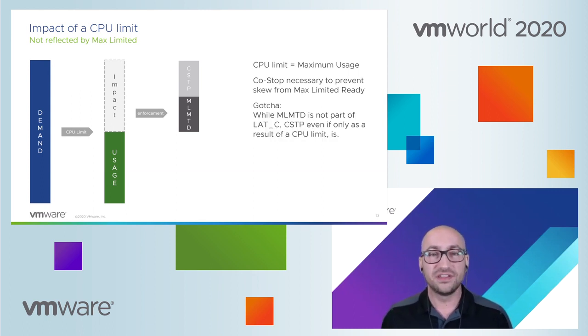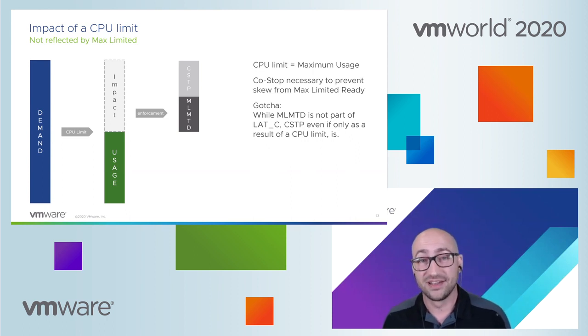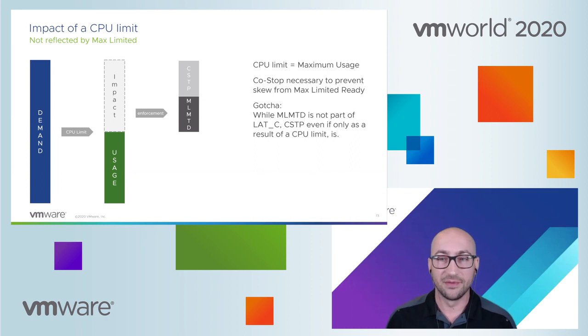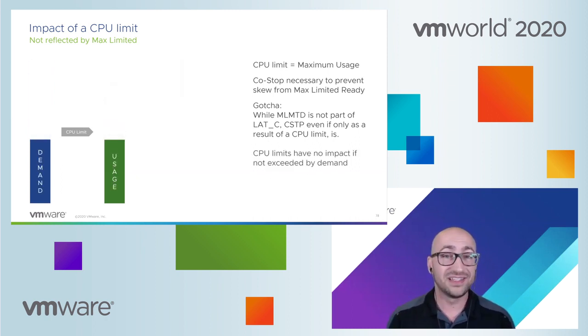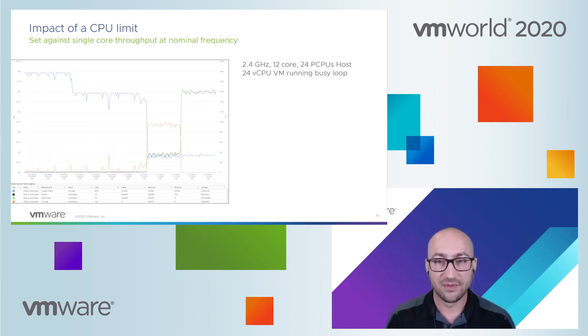The one caveat here is that when you look at LATC, CPU contention latency, then max limited isn't part of that, but co-stop is, even if it's the co-stop caused by the limit. That's a little bit of a gotcha there, but in most cases, it isn't really all that critical. And obviously, if demand doesn't exceed the CPU limit, you'll never notice there's a limit in the first place.